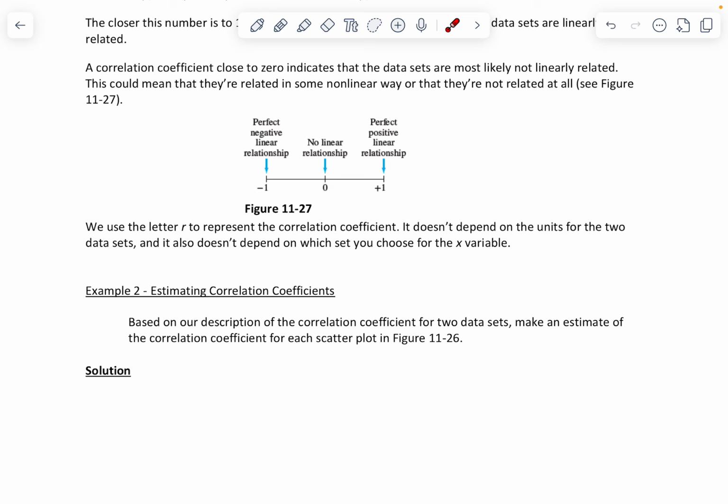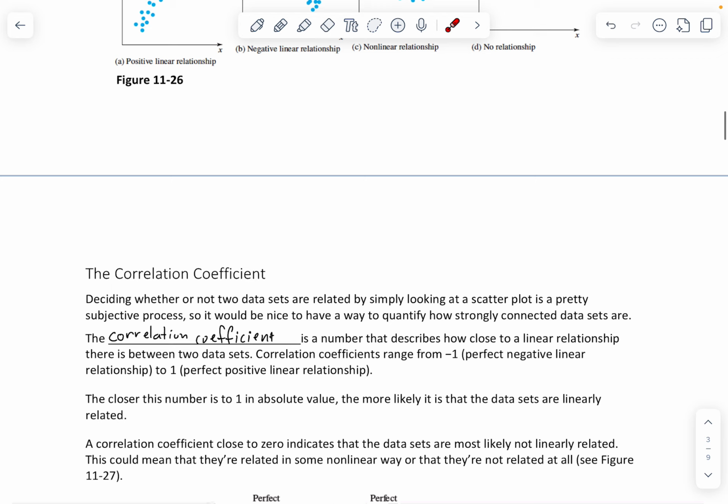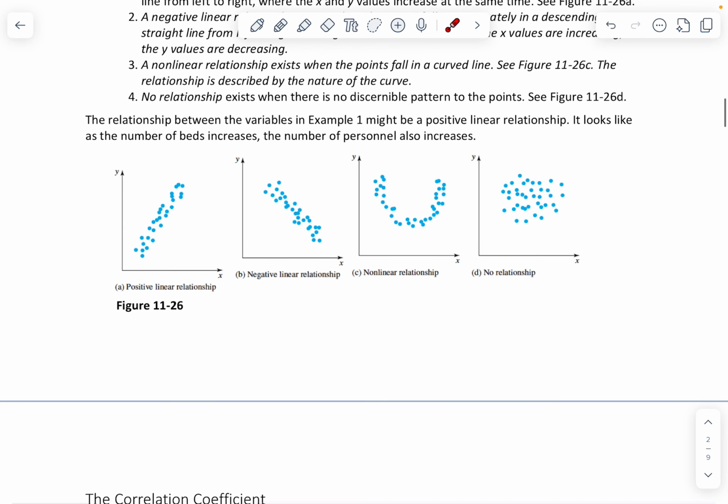Example 2. Based on our description of the correlation coefficients for two data sets, make an estimate of the correlation coefficient for each scatter plot in figure 11.26. So let's go look at the scatter plots, and we will write down our estimate right next to each scatter plot up here. Okay, so here's our four scatter plots.